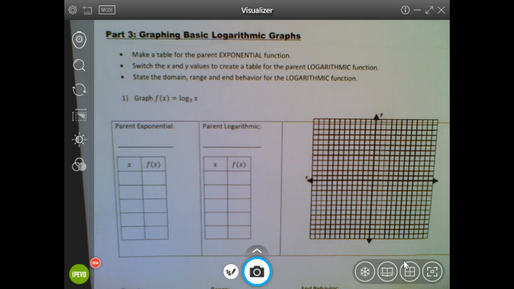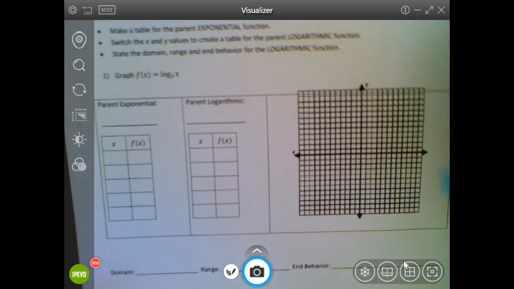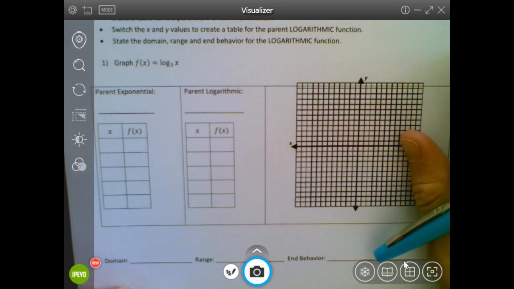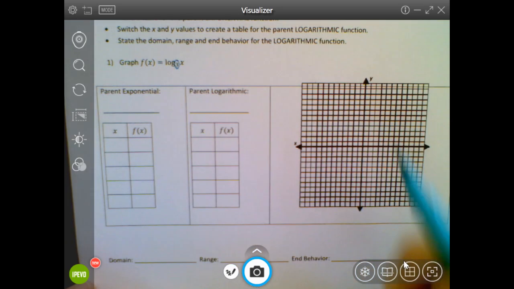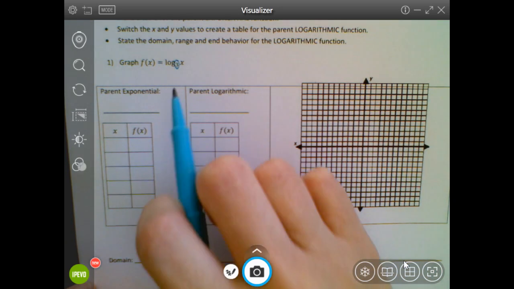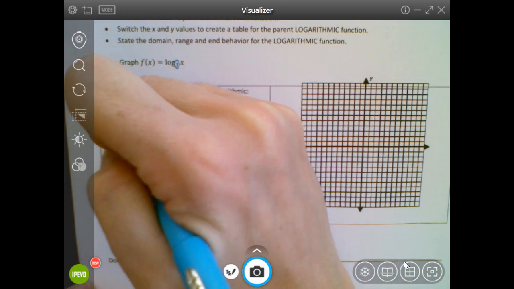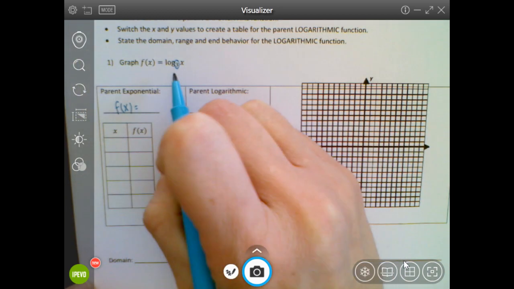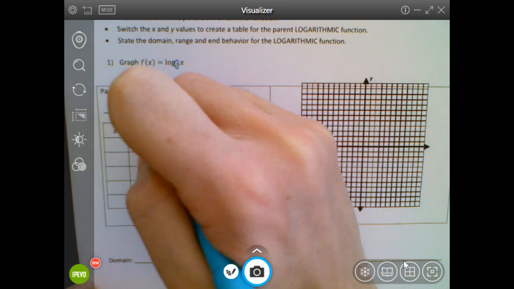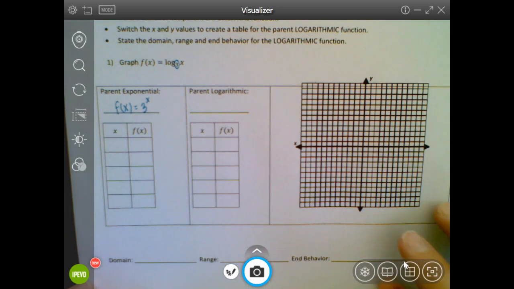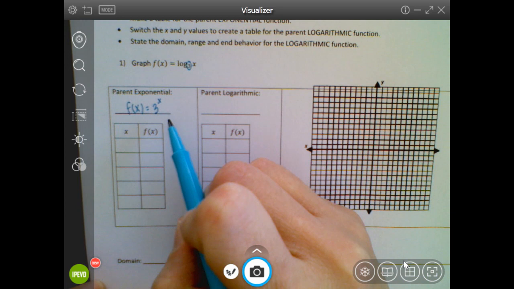So this example is asking us to graph f of x is equal to log base 3 of x. So the way we're going to determine what the exponential function is really by this base here. So the log base 3 has a parent exponential graph of f of x is equal to, if that base is 3, the base of my exponential graph is also going to be 3. So I'm going to write this as 3 to the x power. And again, we're pretty familiar with graphing exponential functions that look like this.